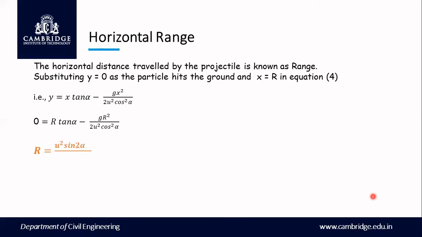From here, I can write R is equal to u square sin 2 alpha by g. So this is the equation for range, and I call this equation number 5. We need to remember this too. From the equation of the path of the projectile, to get the range, I substituted y is equal to 0 and x is equal to R. So I got R is equal to u square sin 2 alpha by g. For maximum range, sin 2 alpha is equal to 1.